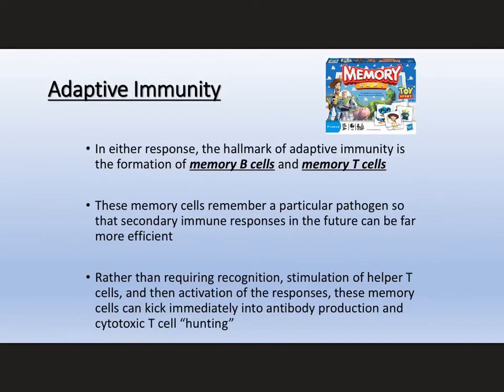Now, in either case, we've got immunological memory, right? So some of those plasma cells will become memory B cells. Some of those effector cells on the T side will become memory T cells. And these, again, will remember that specific pathogen. So if it ever comes back, they'll be ready for it, right?